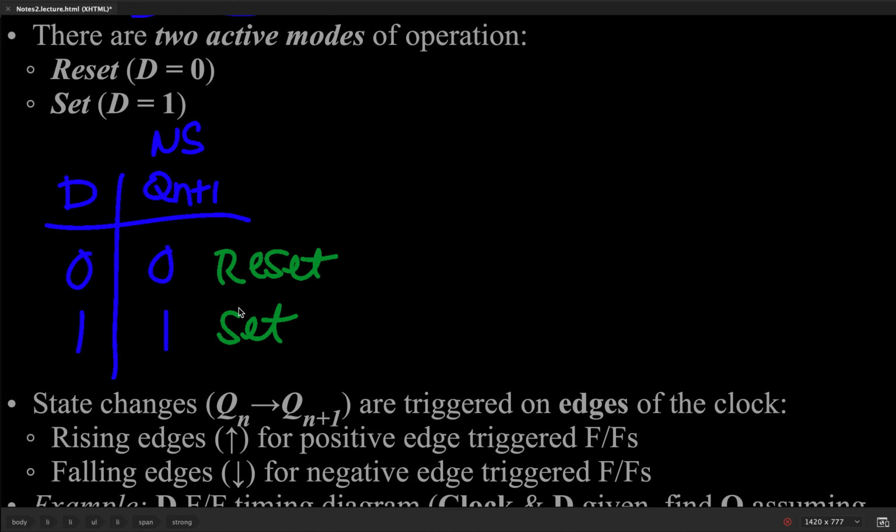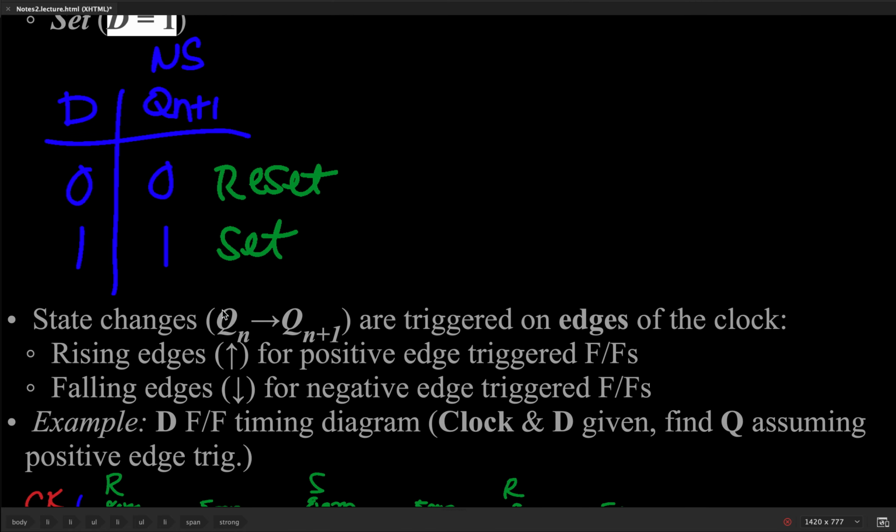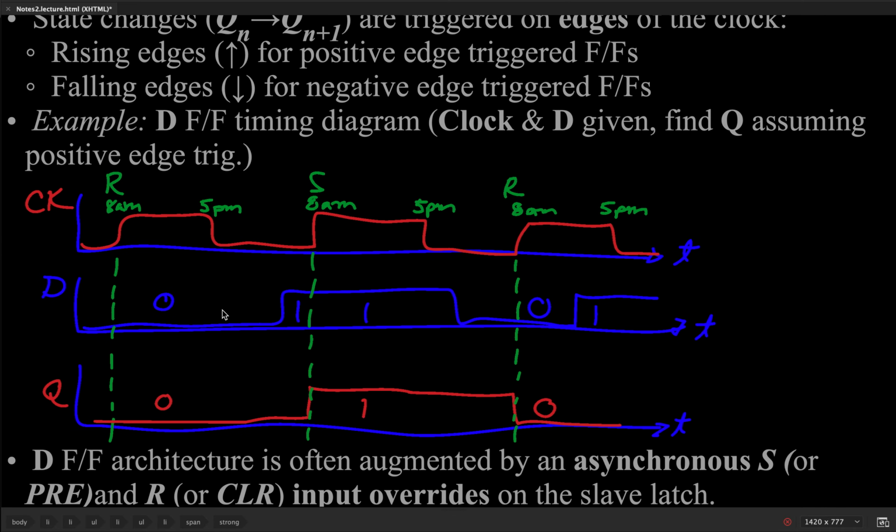There are two active modes of operation, as I've already explained with the latch, so it's similar. If D is equal to 0, I'm going to reset the flip-flop. If D is equal to 1, I'm going to set it. And here's the truth table. Concerning the edges, I'm going to explain that in the next video, including this diagram here.